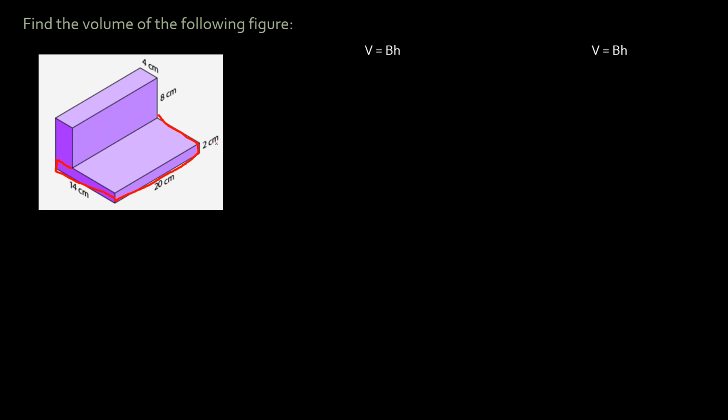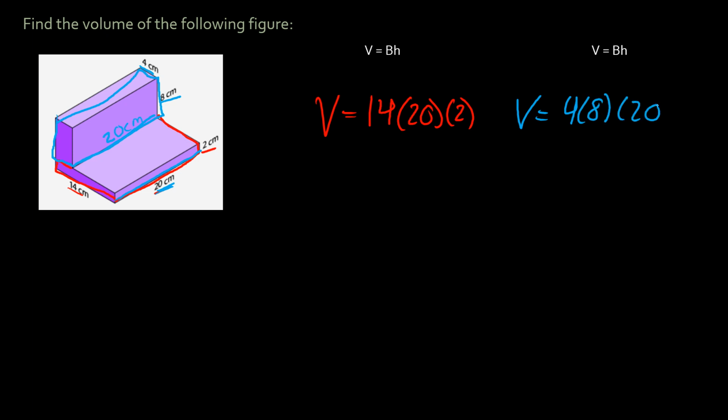Now on the bottom, I know all three numbers I'm multiplying together, right? 14, 20, and 2. Now on the second box on the top, here's my second box. I know that I'm going to multiply 4 and 8, but I need to know this number down here. If I look, this bottom side is the same exact length as this bottom side here, and this bottom side is 20 centimeters. So that means this bottom side is also 20 centimeters. So there we have those three numbers that I'm going to multiply together. So 4 times 8 times 20.